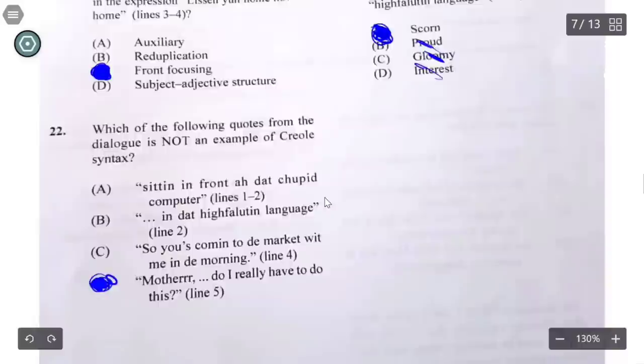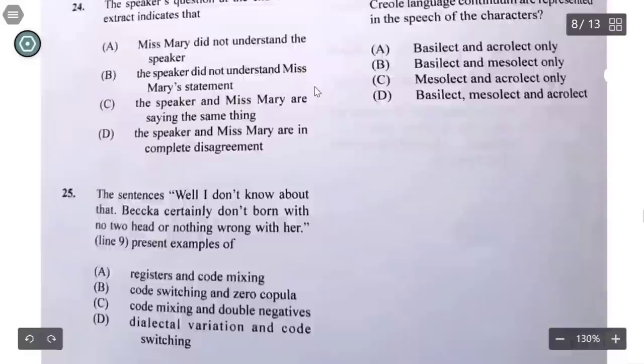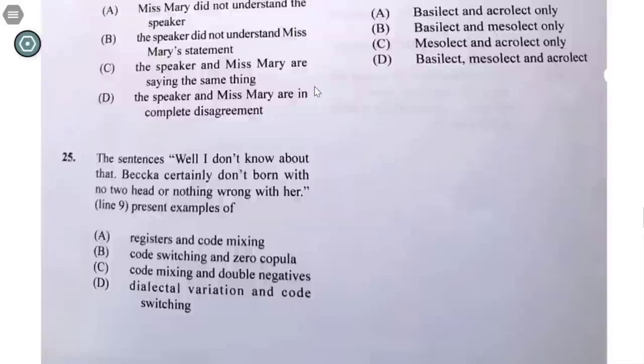24 to 26 is with this. I think this was one of the weirdest things I've ever read.